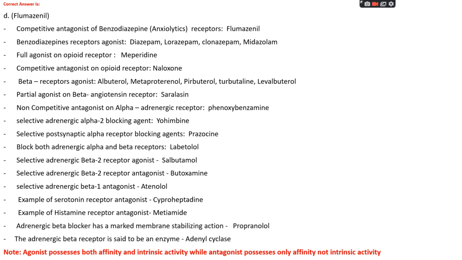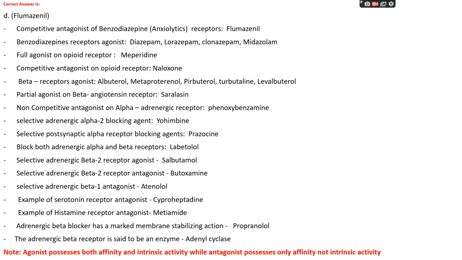The drug which blocks both adrenergic alpha and beta receptors is labetalol. A selective adrenergic beta 2 receptor agonist, since beta 2 receptors are mainly found in the lungs, is salbutamol. A selective adrenergic beta 2 receptor antagonist is butoxamine. A selective adrenergic beta 1 antagonist, since beta 1 receptors are found in the heart, is atenolol. An example of a serotonin receptor antagonist is cyproheptadine. An example of a histamine receptor antagonist is metiamide. An adrenergic beta blocker with marked membrane stabilizing action is propranolol.